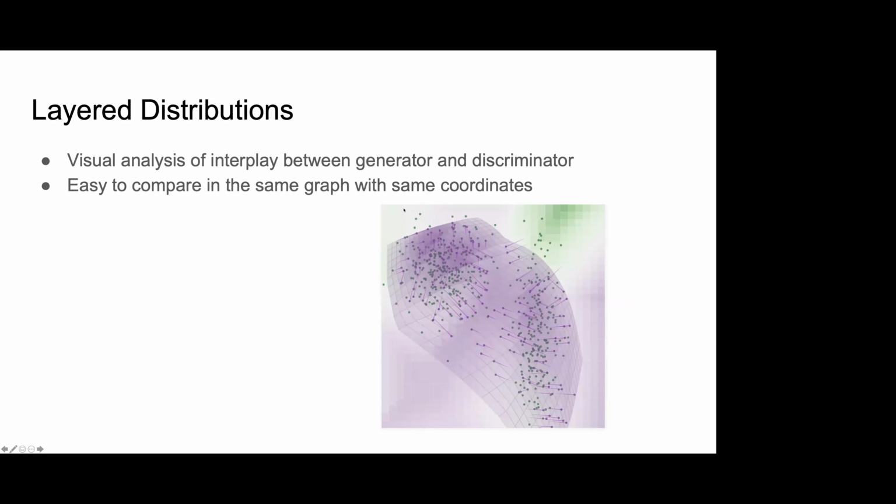And this is their distributions. They put everything in one graph so we can see how the points are moving, the fake points moving towards the real points.